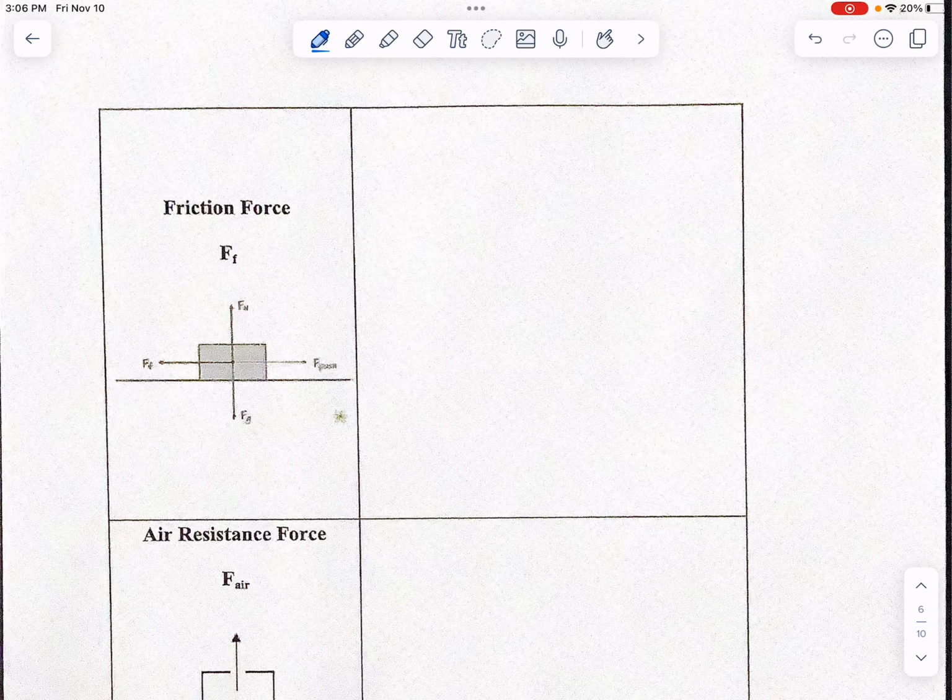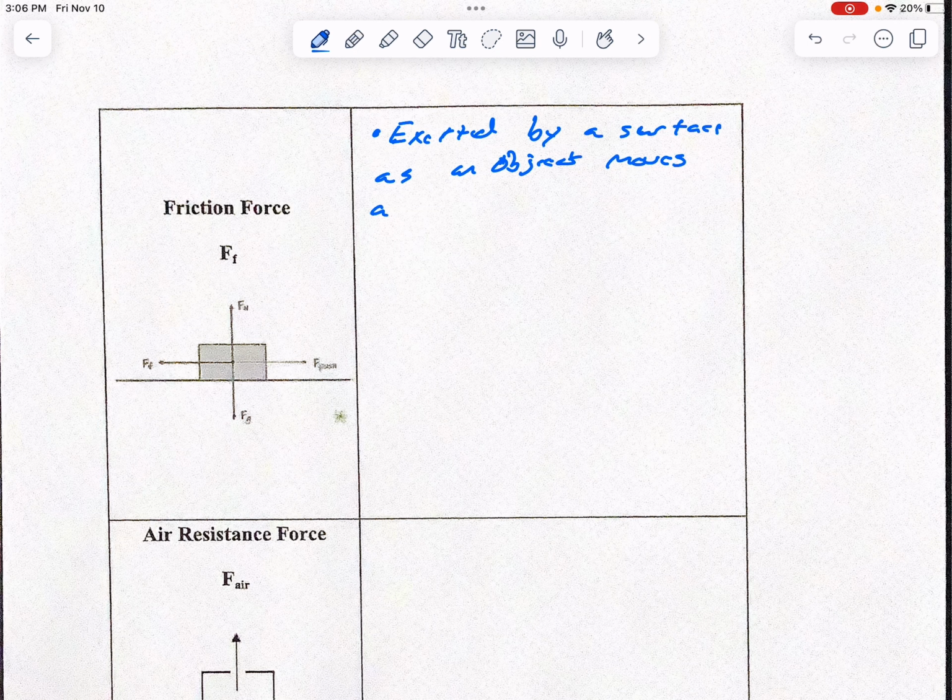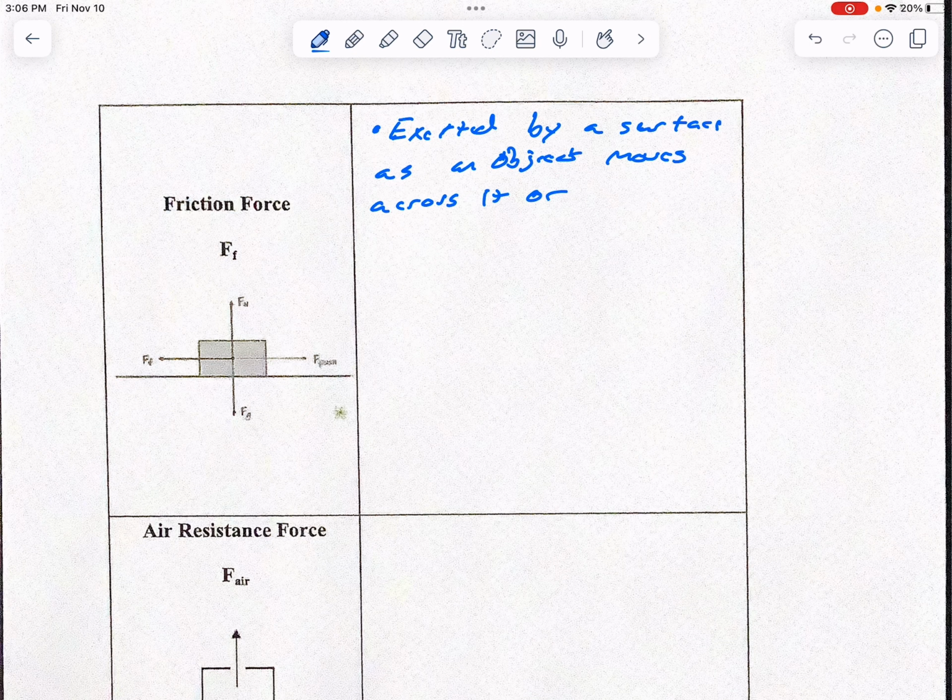Now your frictional force is exerted by a surface as an object moves across it, or tries to. Just because you're trying to move doesn't mean you're necessarily always going to, because if the frictional value is high enough, it will keep you from doing so.